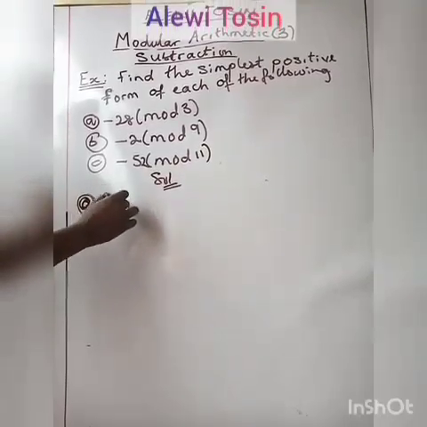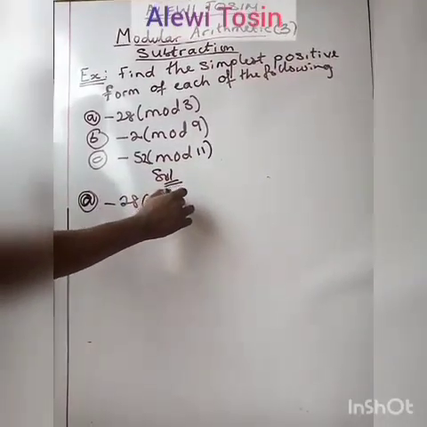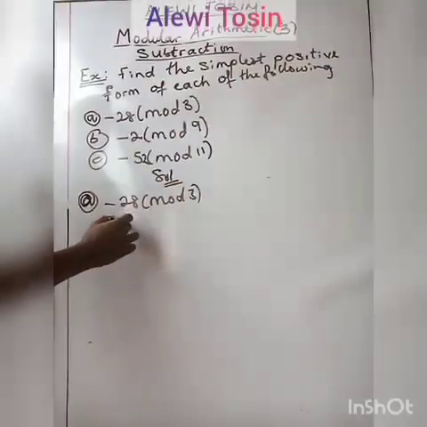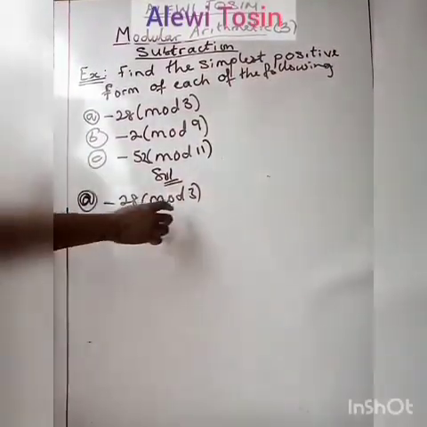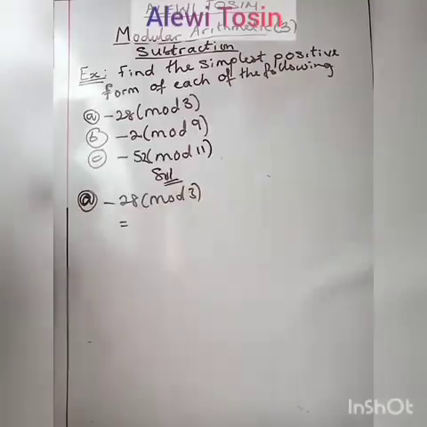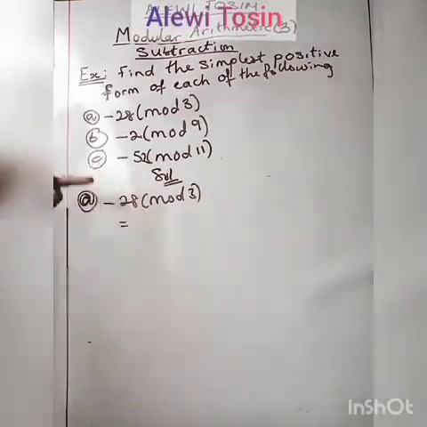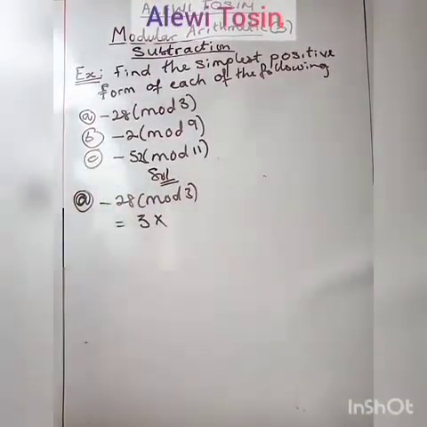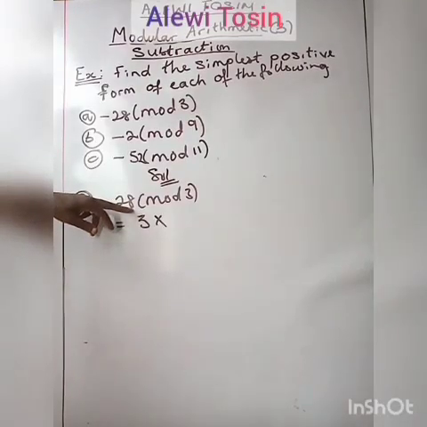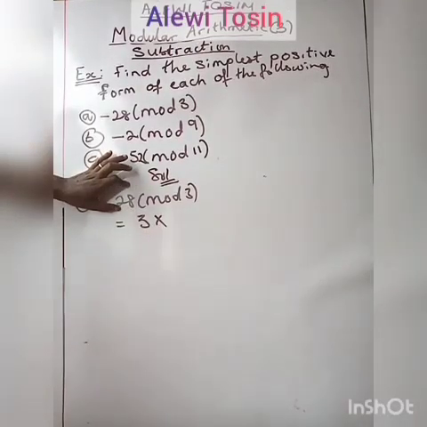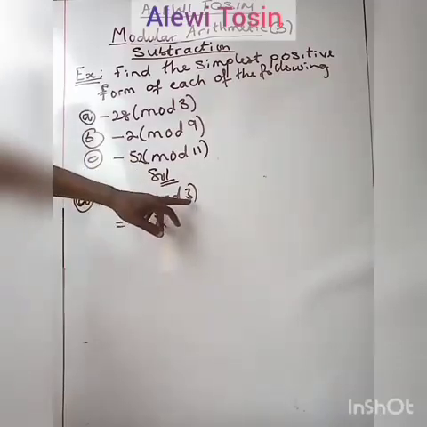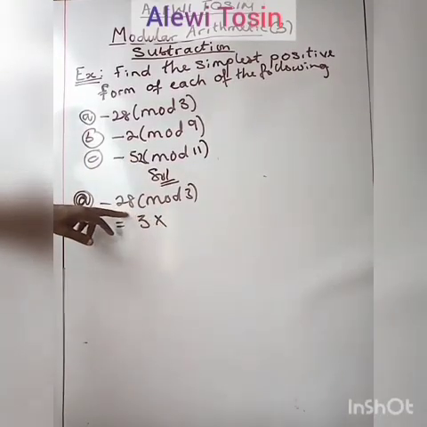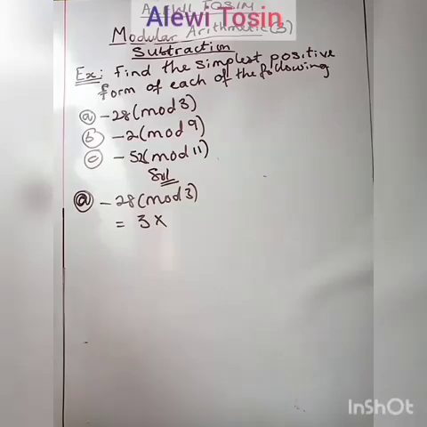The first one says minus 28 mod 3. For this, we are working on mod 3, and we have a negative number. First thing you need to do is think of the smallest number that when you multiply it by 3 will give a number that is bigger than 28. What do I mean by that?